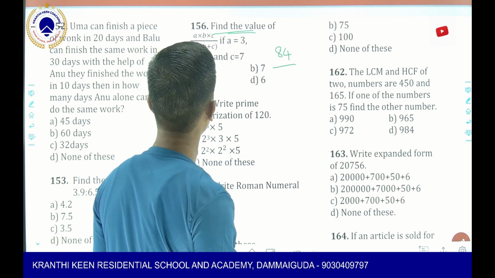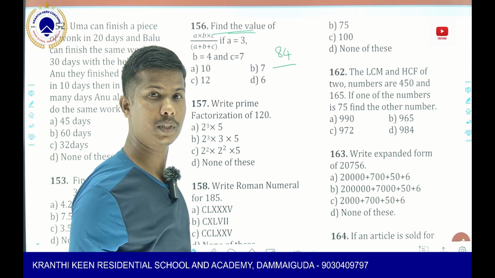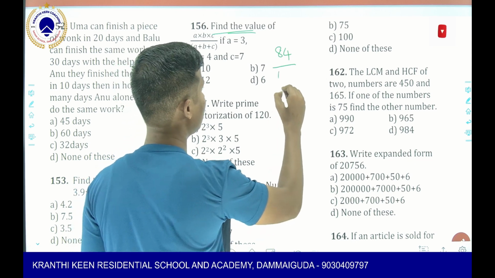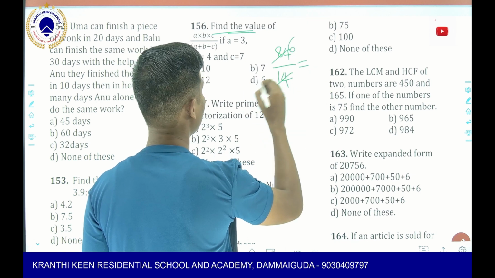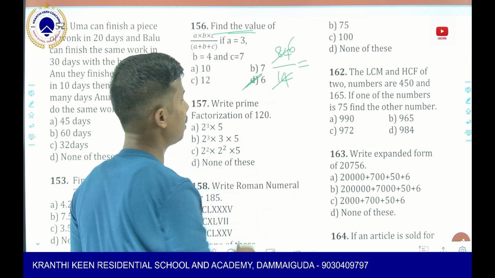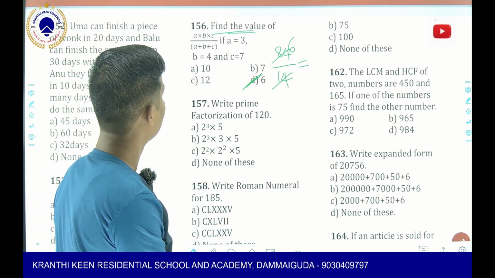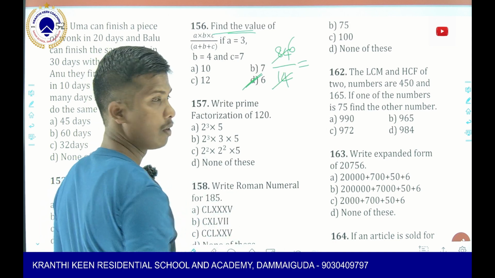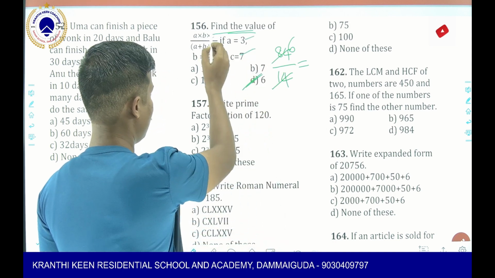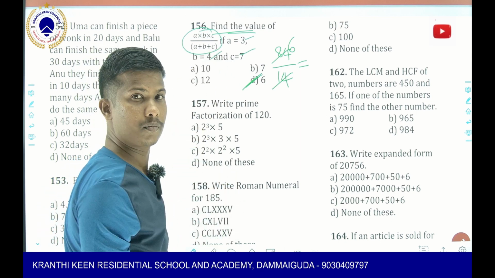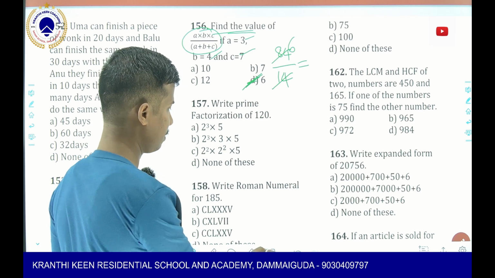And what is there? 3 plus 4, 7. 7 plus 4, 14. 14 sixes, how much will we get? 84. The answer is D, the option for question number 156. Means if you substitute the values of A, B, C in the given fraction, then you will get the answer as 6.